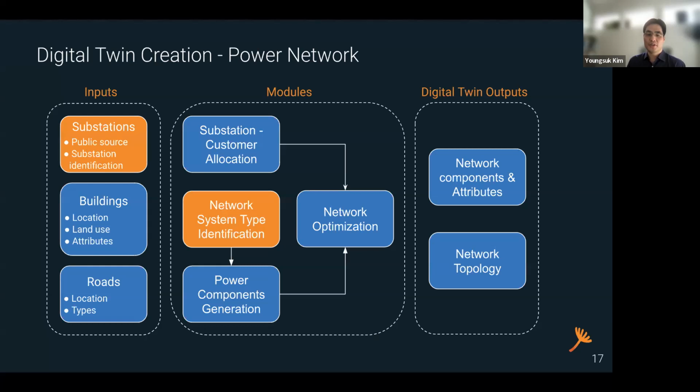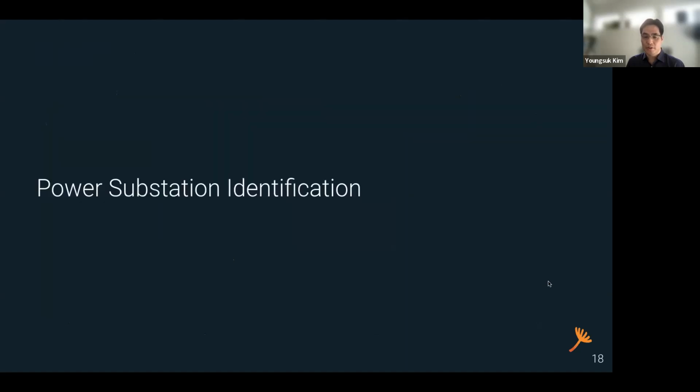Two key models here, where we apply machine learning techniques, are in yellow or orange color. They are substation identification and distribution network type identification. So let's move to talk about them.